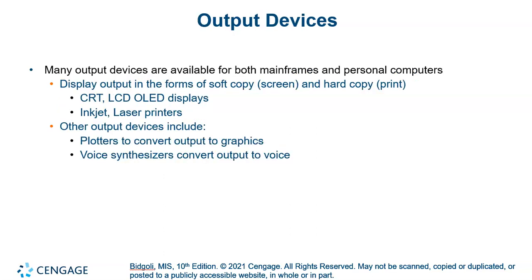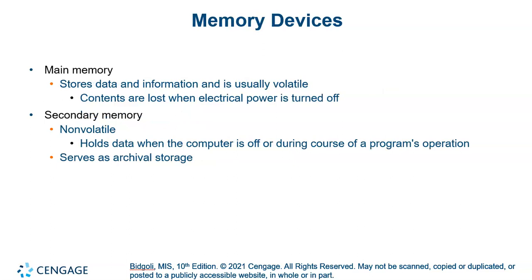Output devices are not just your computer screen or your speakers. They could be printers, they can be plotters, a 3D printer can be an output device. We're giving it an input and it is processing a physical output. What kind of memory devices do we have?